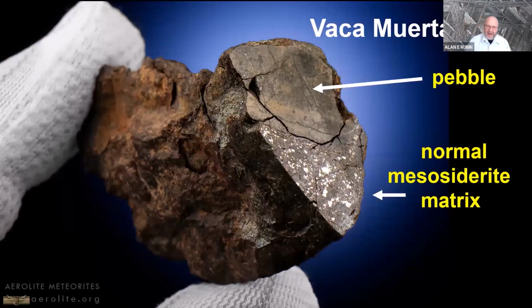Here's a pebble in Vaca Muerta. You can see at the bottom over here is the normal mesosiderite matrix with intermixed metal and silicate. Then we have a large silicate pebble here with essentially no metal in it at all.